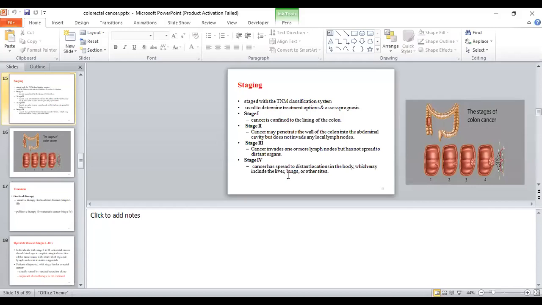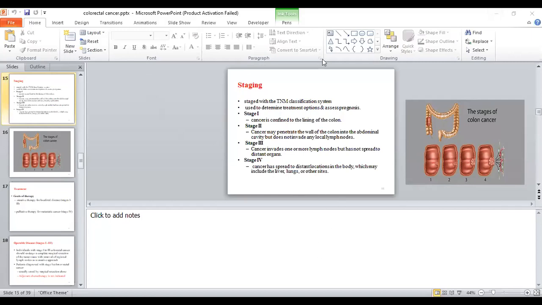Now it is time for question and answer. So did you learn something about colorectal cancer? Any question? Let me hear any question first. Any question? Possibly.